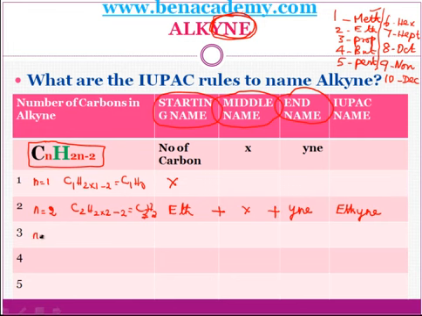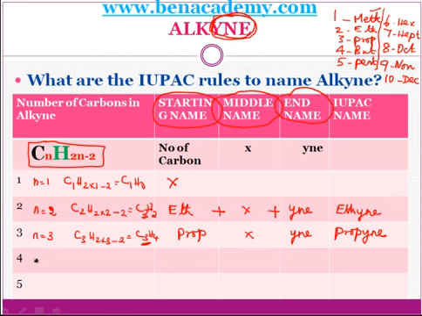Similarly, if the number of carbons is 3, then the formula will be C3H(2 into 3 is 6, 6 minus 2 is 4). Therefore, C3H4. If the number of carbons is 3, what is the starting name? The starting name should be prop. Then there is no middle name. The end name is always -yne for alkyne. So if you write all 3 combined, you will get propyne.